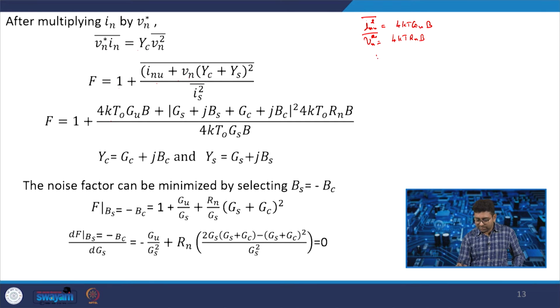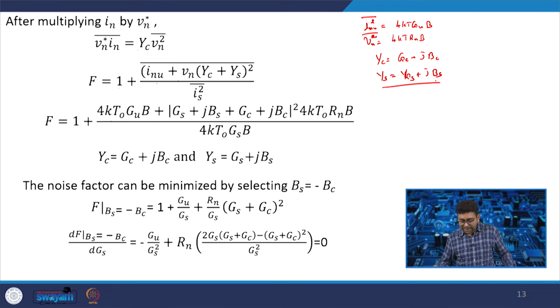So Yc is given by Gc, the correlation conductance, plus jBc, and Ys is the source admittance, that is Gs plus jBs. So it is a source conductance and a source susceptance B, that is already mentioned here.